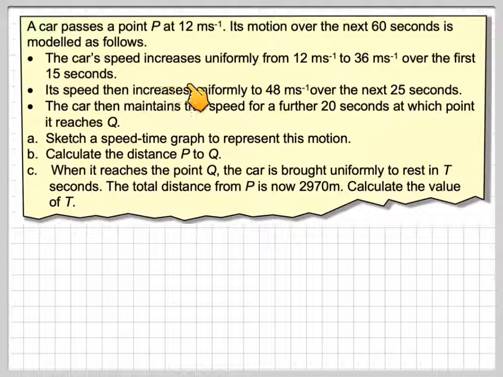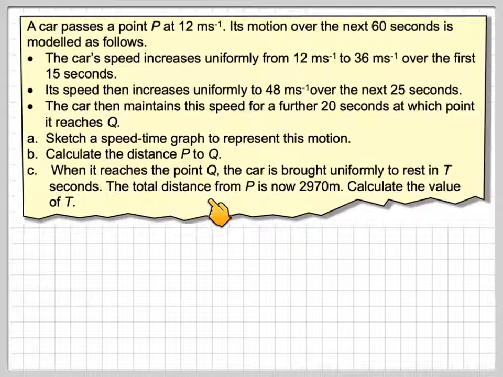The car's speed increases uniformly from 12 meters per second to 36 meters per second over the first 15 seconds. Its speed then increases uniformly to 48 meters per second over the next 25 seconds. The car maintains the speed for a further 30 seconds, at which point it reaches Q. Sketch a speed time graph to represent this motion. Calculate the distance P to Q.